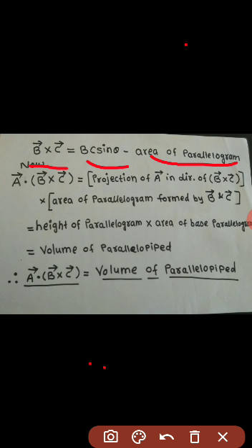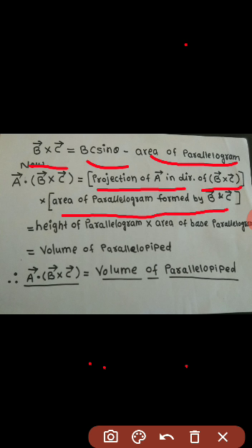vector A dot B cross C is equal to what? If you see in the figure, the projection of vector A in the direction of B cross C. If you see the figure very carefully, B cross C represents the base area of that parallelogram, and vector A gives the projection onto the area of the parallelogram formed by vector B and vector C. Again, if you see the diagram, vector B and vector C are the sides of that parallelogram and they form the base area of that parallelogram.